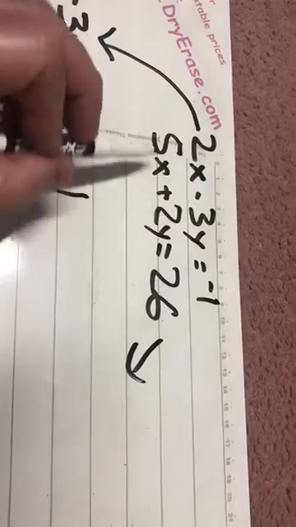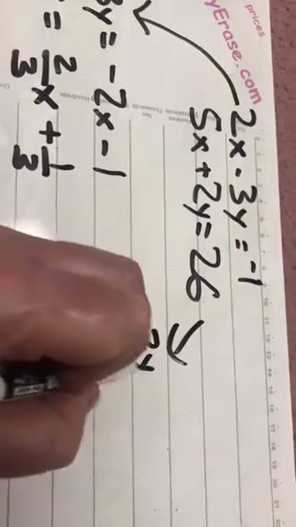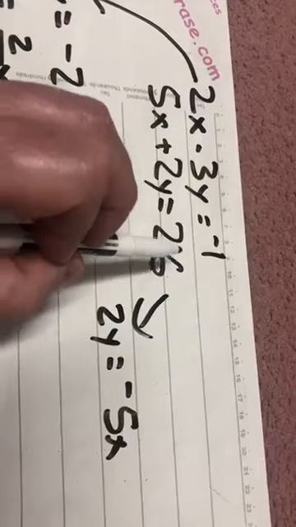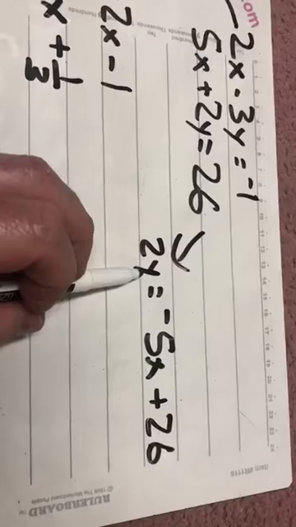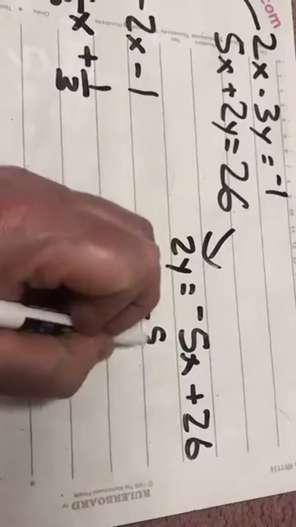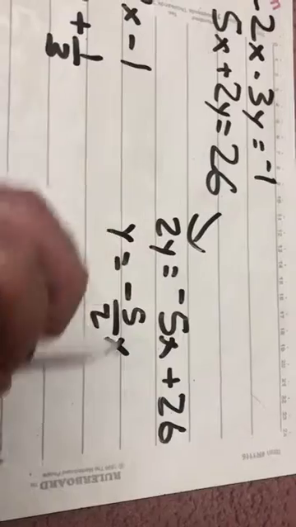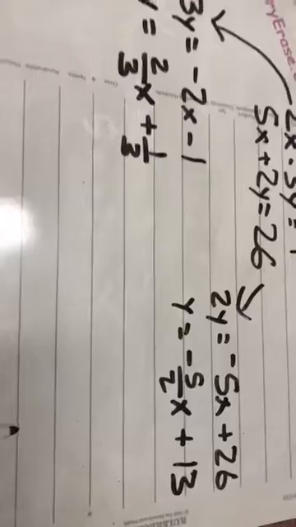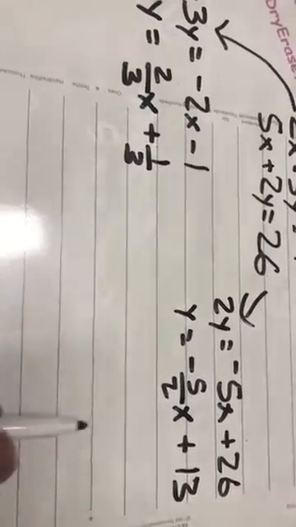Once again, if I'm going to isolate 2y, I'm going to bring this 5x over to here. That's going to leave me with 2y equals negative 5x, because the 5x becomes negative bringing it over to this side, plus 26. To get y by itself, I've got to divide everything by 2. So y equals negative 5 divided by 2x, and 26 divided by 2 is a positive 13. And I'm left with this: y equals 2/3 x plus 1/3, and y equals negative 5 over 2x plus 13.